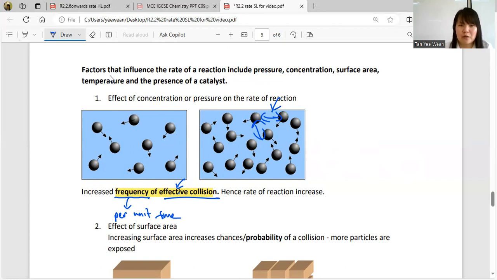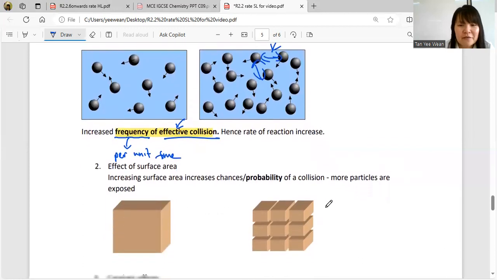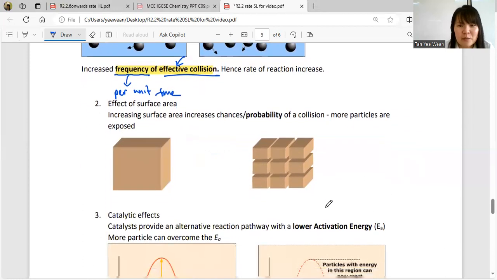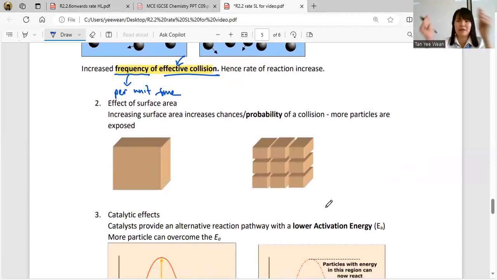Okay, all of those. We're not going to be lenient this time, so take note of this. It's already recorded, so you know what to write. If you've increased effective collision per unit time, then the rate of reaction will increase. And then surface area: it's the chances or probability of them bumping into each other.